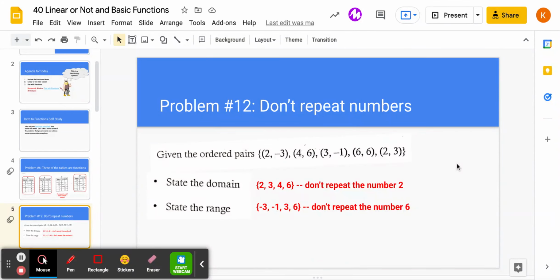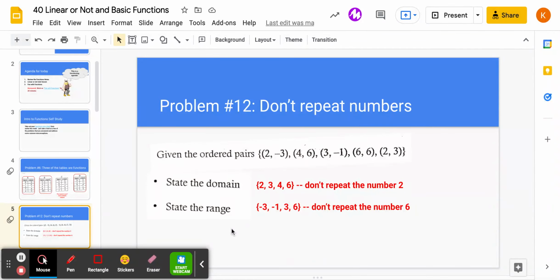However, I'm asking you to state what the domain of this relation is, and then the domain would just be what the inputs are. So I have an input of 2, 4, 3, 6, and 2. That's the domain. There's no need to repeat the 2 twice. Just have it listed one time. You put it in set notation here with the brackets on either side.